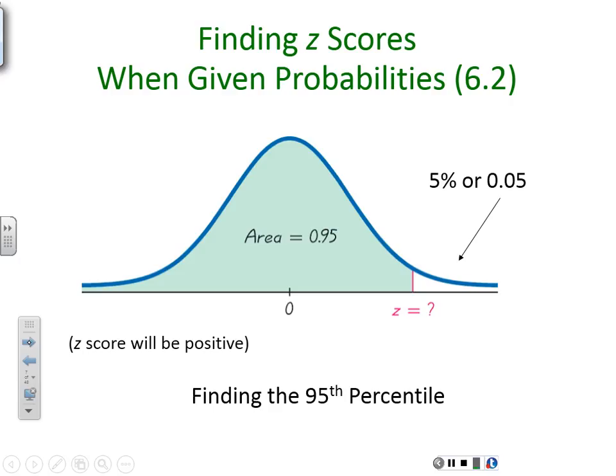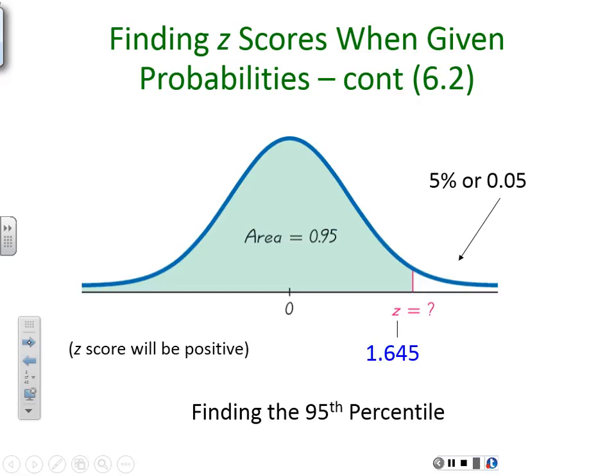So that one gets used a ton, and that's one that's going to be a z-score that you're pretty much going to have memorized before we get too far, that 1.645. So that gives me my z-score as my cutoff of how many standard deviations above the mean we would be looking at to get that 95%, having 95% less than that value.